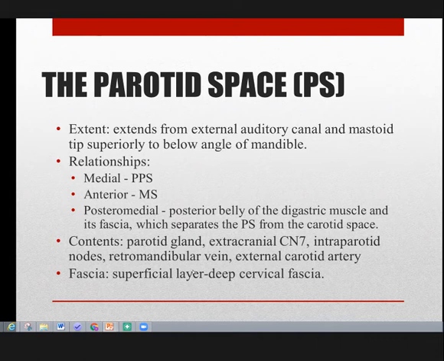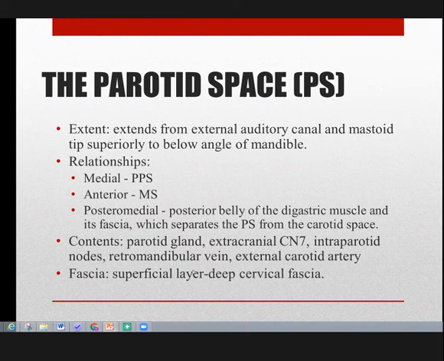This specific muscle is very important because it separates the parotid space from the carotid space. So the contents of this space consist of your parotid gland, of course, the extracranial nerve 7, intraparotid nodes, retromandibular vein, and external carotid artery. So the enveloping fascia of this space is made up of the superficial layer of the deep cervical fascia.